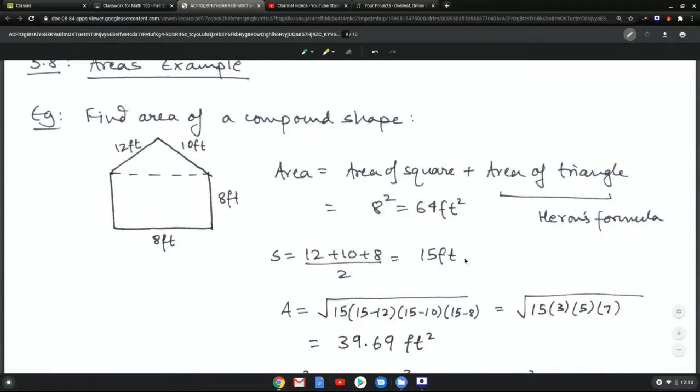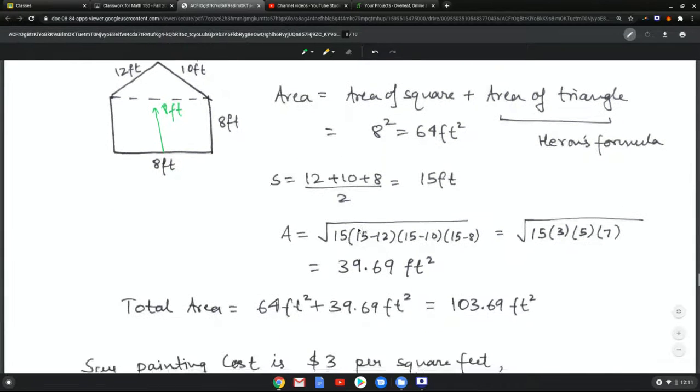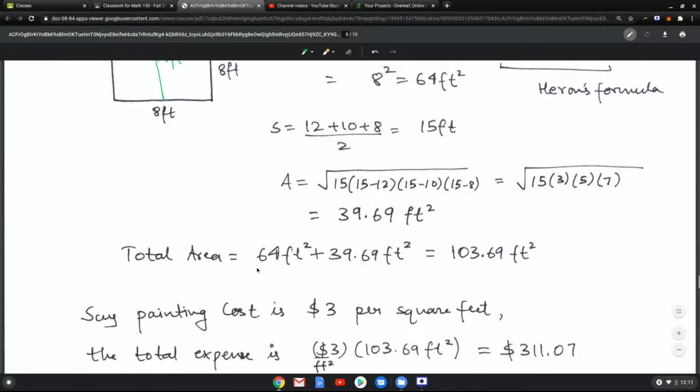Area example, again, you can have a compound shape, meaning I combine two shapes. So in this case, I combine a rectangle with a triangle. The area of the square is 8 times 8, which is 64. And area of the triangle, I can use the Heron's formula. If this is 8, then this is also 8 feet. I find S, which is 15. I plug this into the calculator to get 39.69. You can pause the video and verify that. So the total area is 64 plus 39.69 to give you 103.69 square feet.